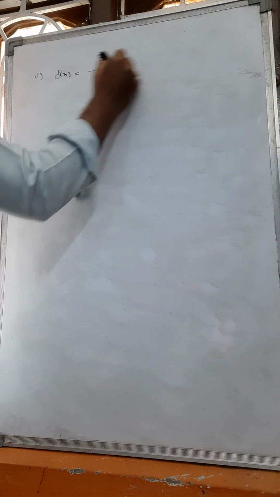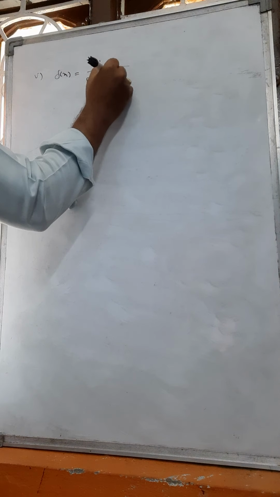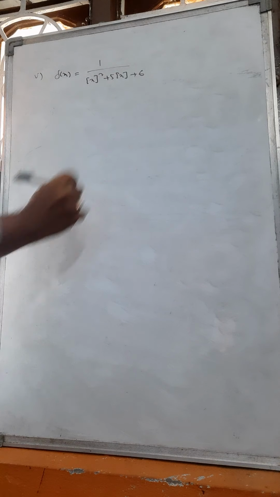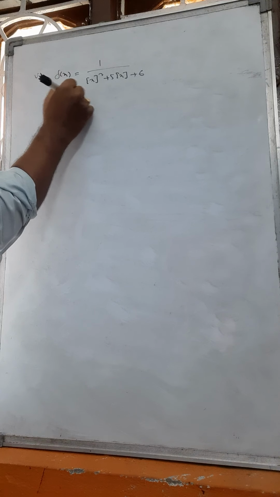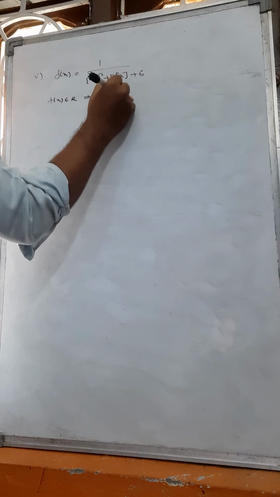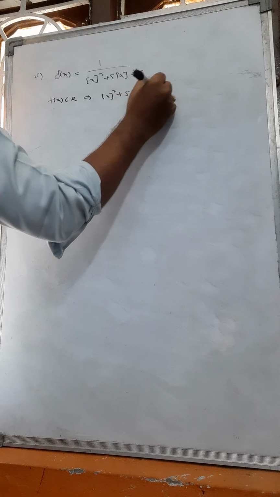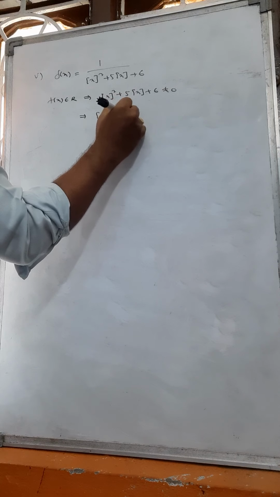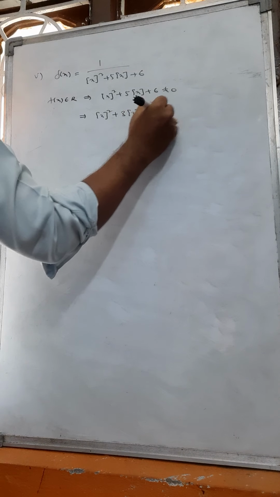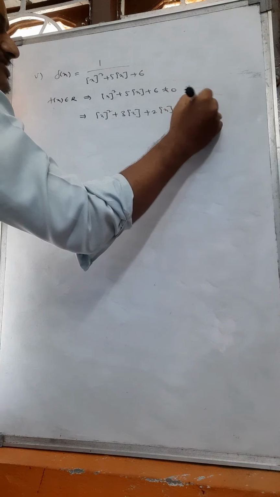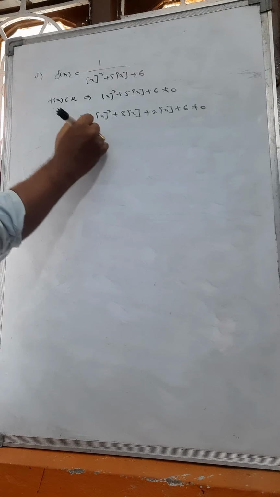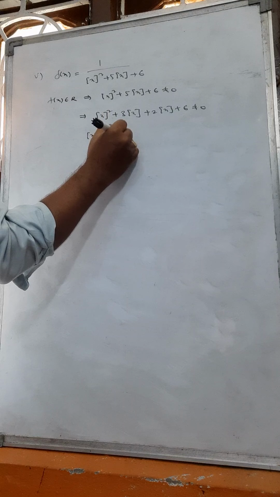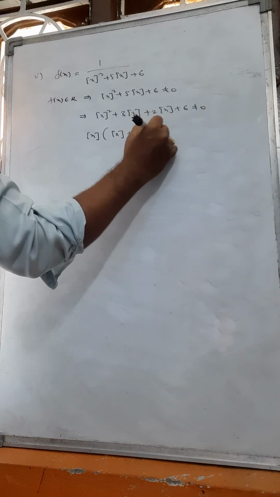Next problem, fifth problem: f of x equal to 1 by sin x square plus 5 sin x plus 6. Here f of x belongs to capital R, so sin squared x plus 5 sin x plus 6 is not equal to 0. We can write it as sin x plus 3 into sin x plus 2 into sin x plus 6 is not equal to 0. So sin x is common, we will get sin x plus 3 plus 2 common.